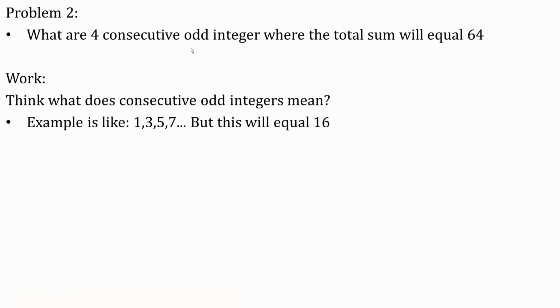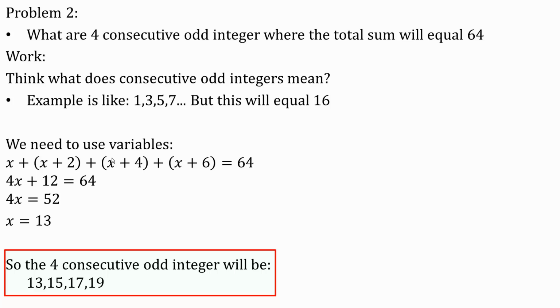What are 4 consecutive odd integers where the total sum will equal 64? So what is a consecutive odd integer? An example could be 1, 3, 5, 7. 1 is odd, 3 is odd, 5 is odd, and 7 is odd. But in this case, 1 plus 3 plus 5 plus 7 is equal to 16, not 64. And so again, we will use variables.